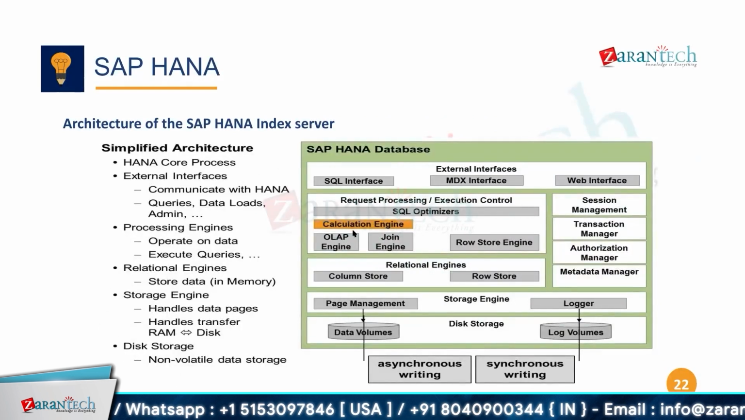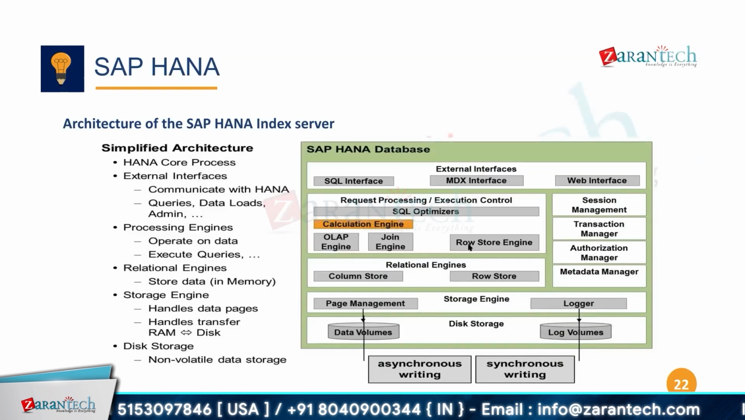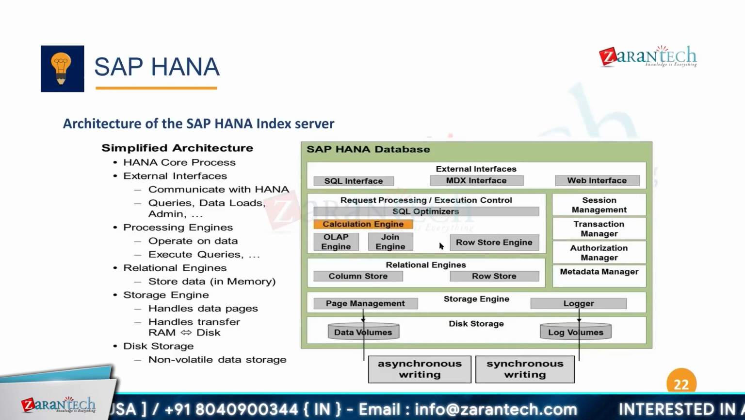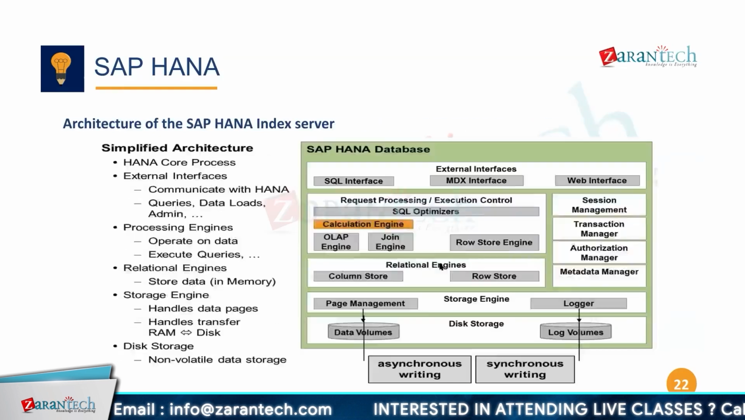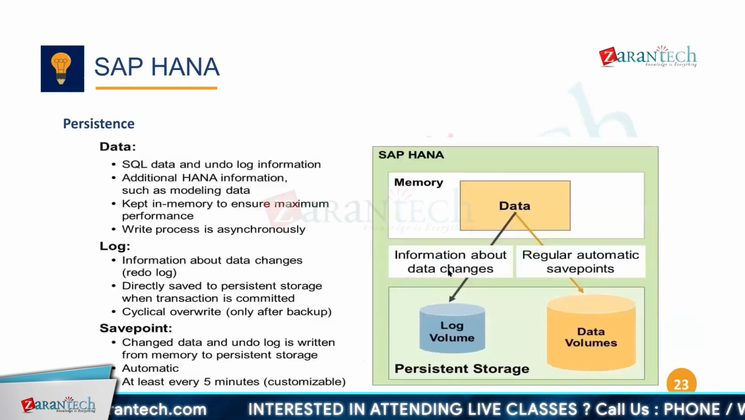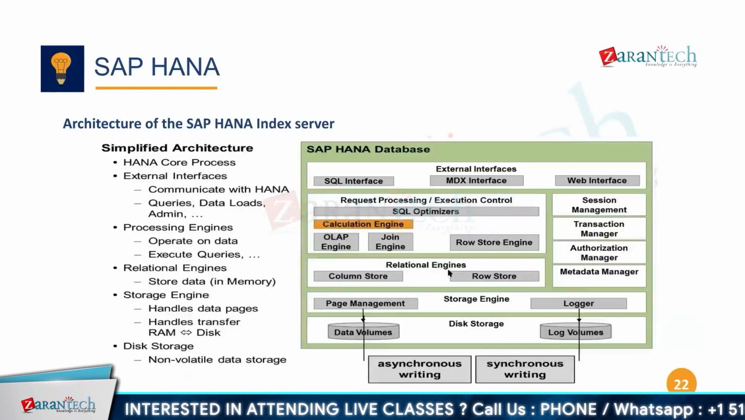So it has a row store. The row store engine will take care of the row store. Column store is taken care of by the relational engines. Relational engines take care of column store. So it is oscillating like this, column store and row store.